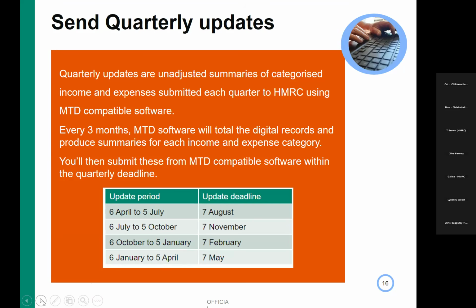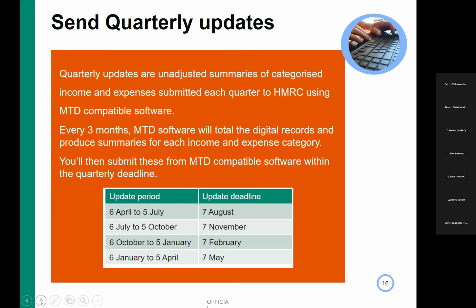Moving on to the next slides then, and you may or may not have heard about some of this already. When you keep digital records, you are also required to send quarterly updates to HMRC using the software. I will probably say this more than once, but it's worth saying at the outset that these are not tax returns. They are, as stated on the screen, unadjusted summaries of categorised income and expenses submitted each quarter using software. And as shown below, they're within a month of each update period.